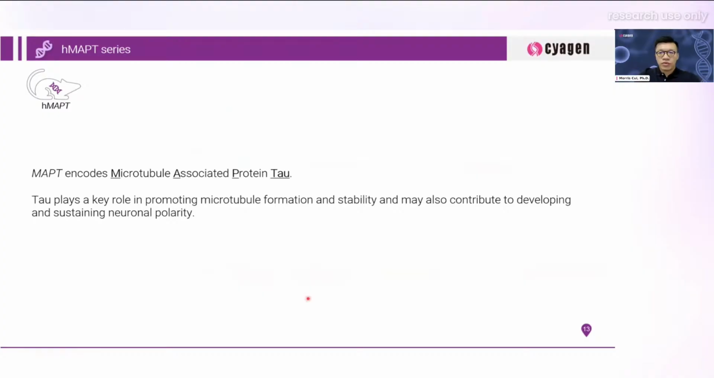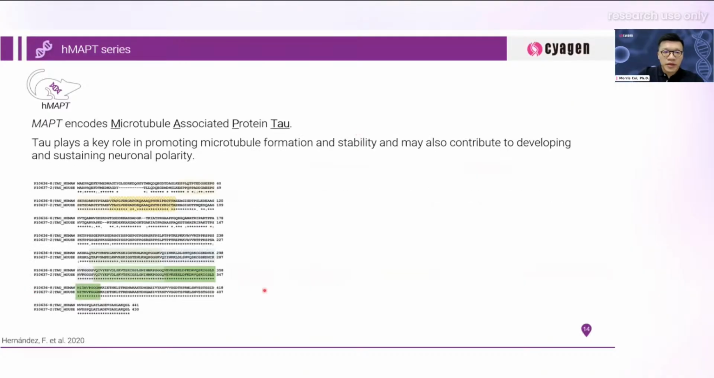Humanized MAPT, or MAPT, is short for microtubule-associated protein tau, or we can just call it tau. Tau is a skeletal protein which plays a key role in promoting microtubule formation and stability, and may also contribute in developing and sustaining neuronal plasticity. As shown here, by comparing the amino acid sequences of murine tau and human tau, we see some differences, we also see some similarities.